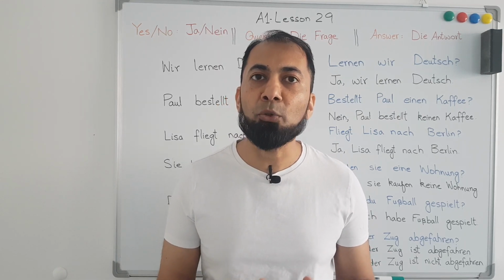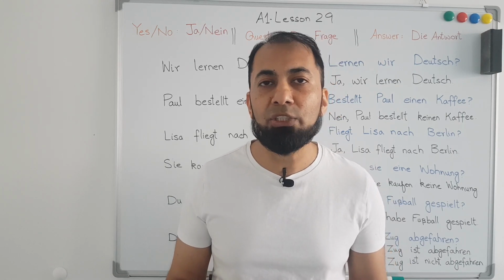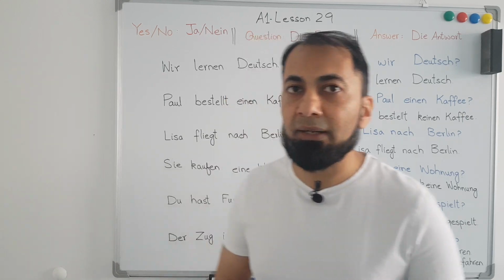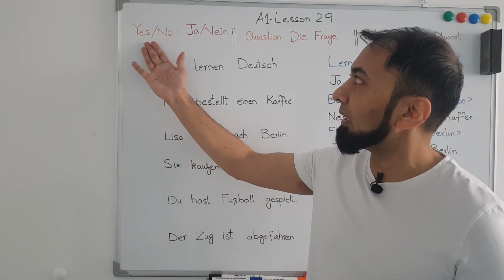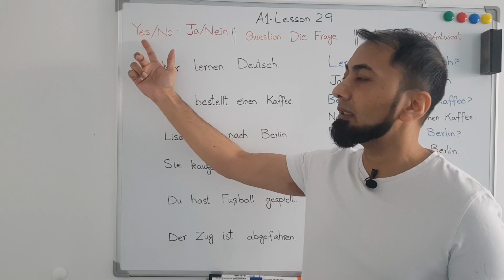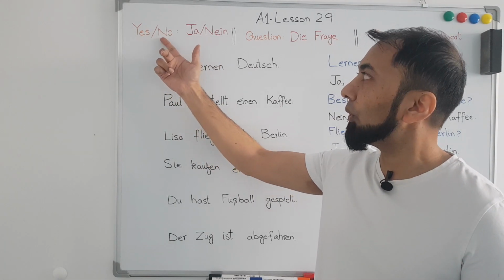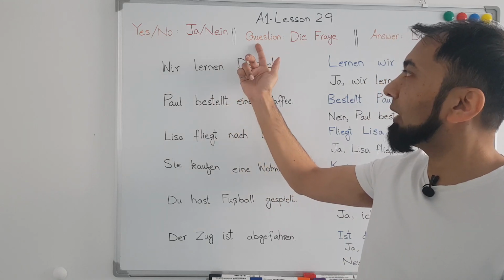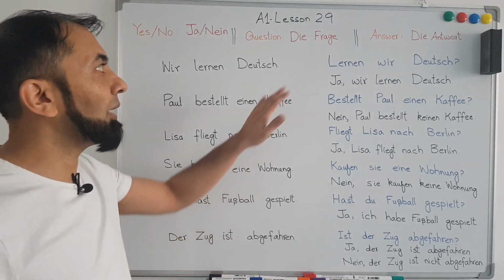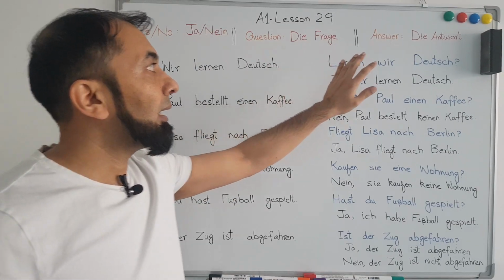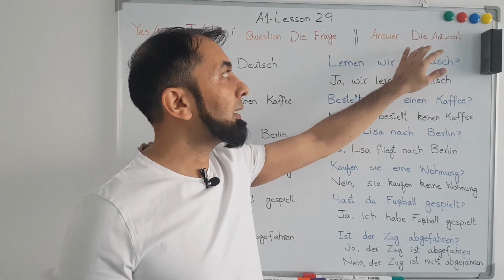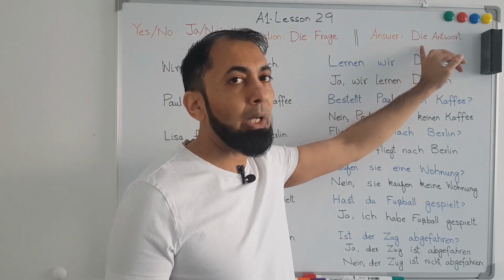In this lesson, we will talk about closed-ended questions, where we ask a question and we expect a yes or no answer. So first, let's see some of the vocabulary related to this. Yes in German is called ja and no is called nein. Yes, ja, no, nein. Then there is the word question. Question in German is called Frage. Die Frage, it's a feminine noun. Die Frage. Answer, die Antwort. Die Antwort. It's also a feminine noun, therefore it also has the article die.